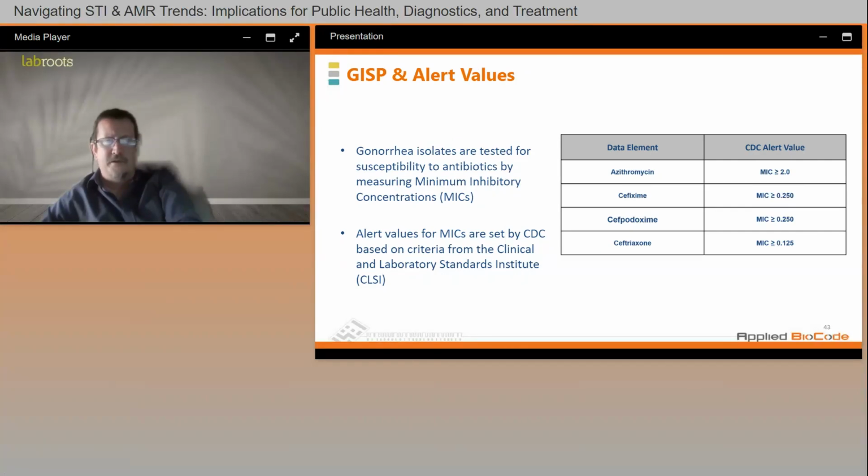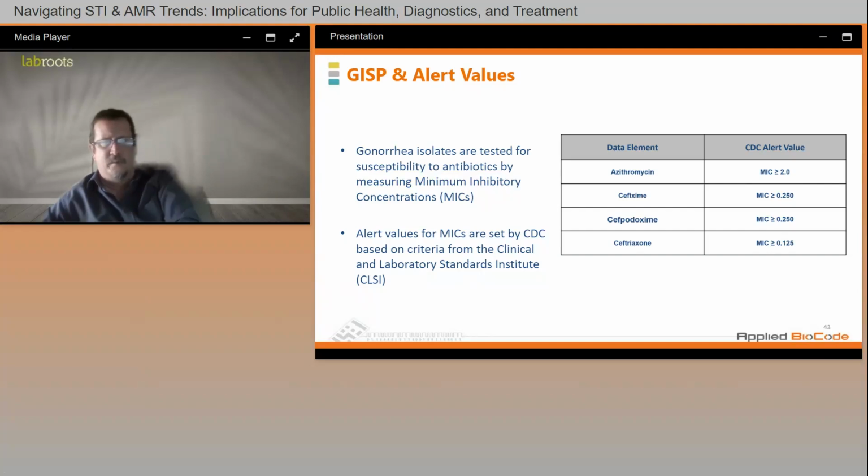The alert values that we're really looking for in GISP, which is the Gonococcal Isolate Surveillance Project that we just described, that CDC was doing to look at drug resistance phenotypically in gonorrhea. We are looking very specifically for these MICs to these 4 drugs. 2 of these are oral cephalosporins, cefixime and cefpodoxime. Ceftriaxone's an injectable, and azithromycin, of course, is an oral drug. But now we're leaning right on ceftriaxone, which is the injectable cephalosporin.